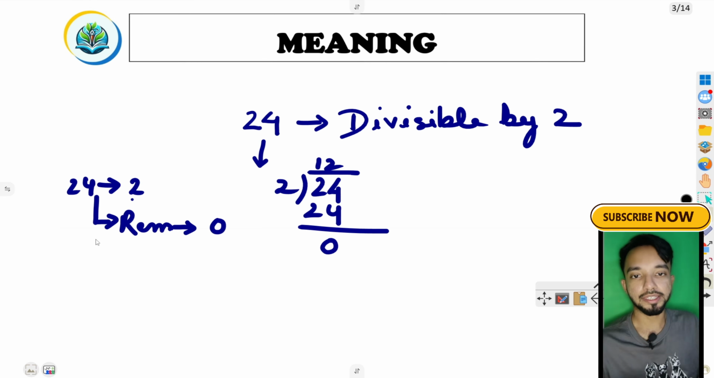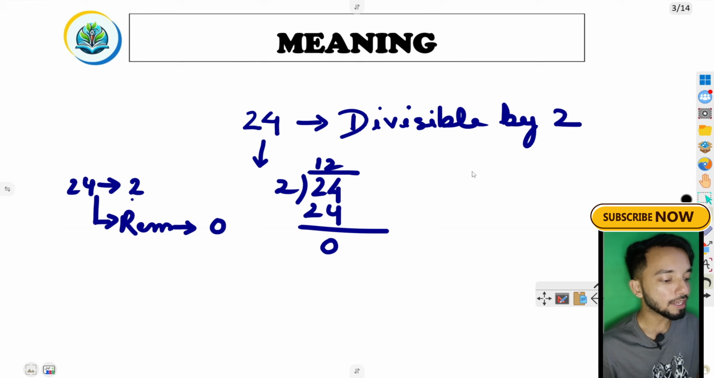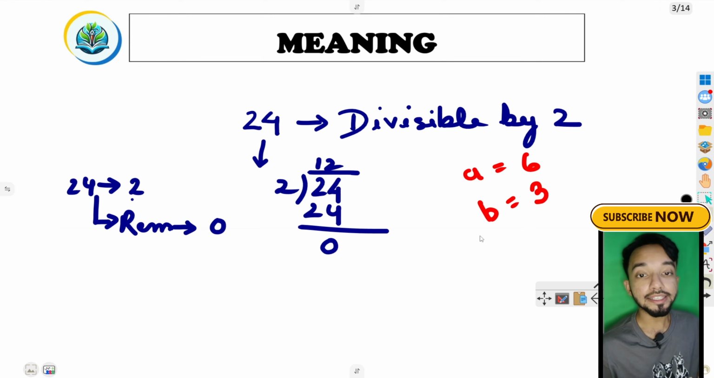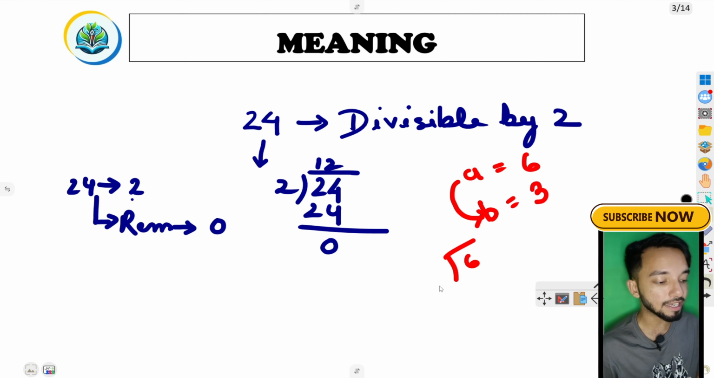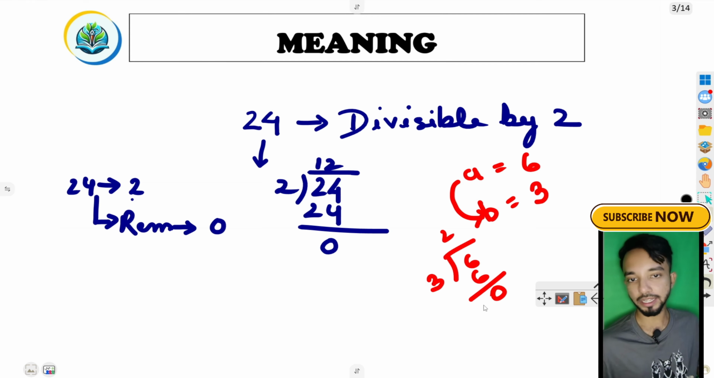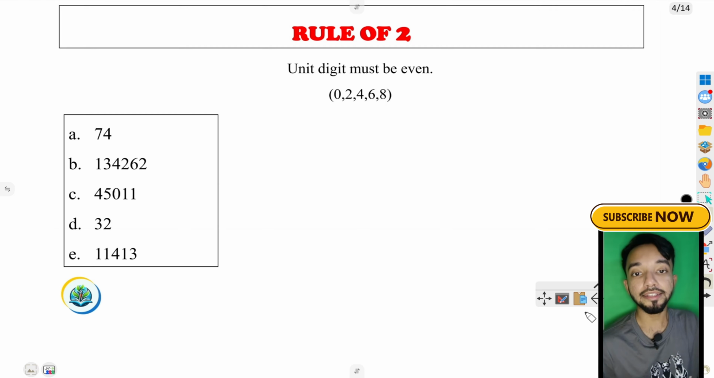Whenever we say that a number A is divisible by B, that means that if we divide the number A by B, we will get the remainder 0. Let's take another example. Let us consider A to be 6 and B to be 3. We can say that A is divisible by B. What does it mean? It means that if we divide 6 by 3, we will get the remainder as 0. I hope it's clear. If A is divisible by B, it means that if we divide A by B, we will get the remainder 0.